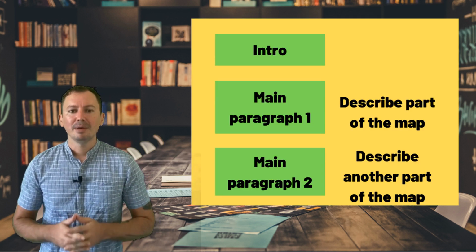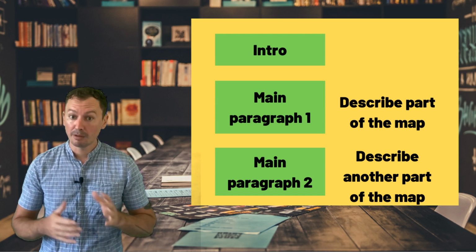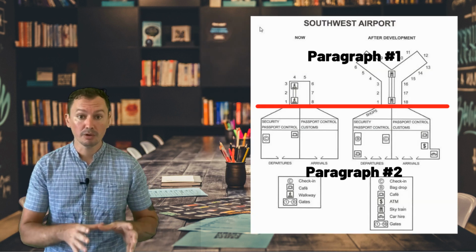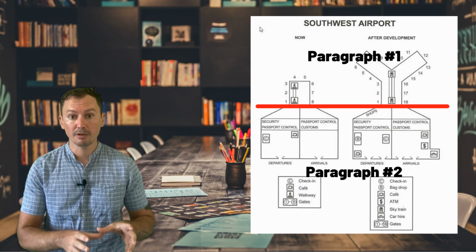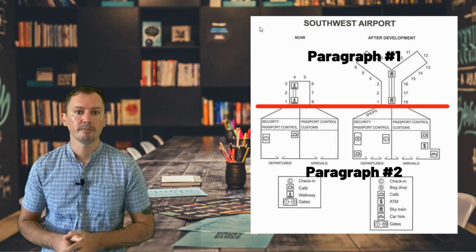My next essay structure is a bit strange and usually I would not recommend it, except that for this particular map, it works quite well. Basically, the idea is to break the map into sections and compare those over time within each paragraph. In this case, that means looking at the concourse section of the airport for one paragraph, and then the main terminal section for the other paragraph.